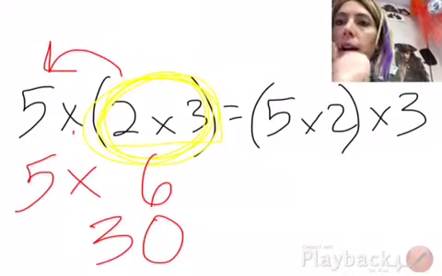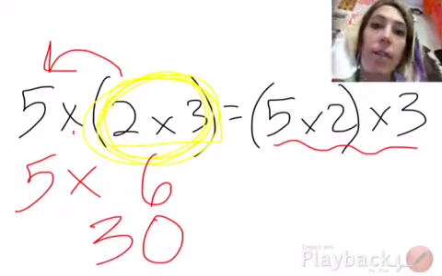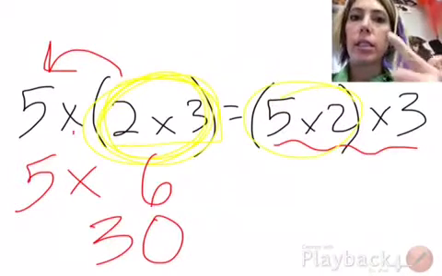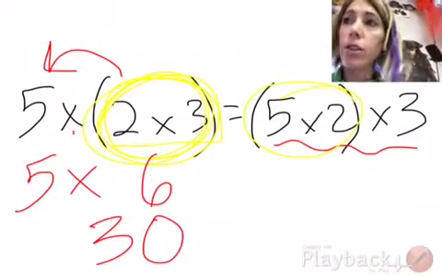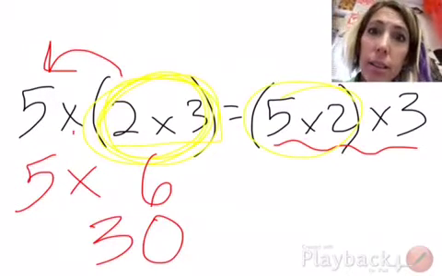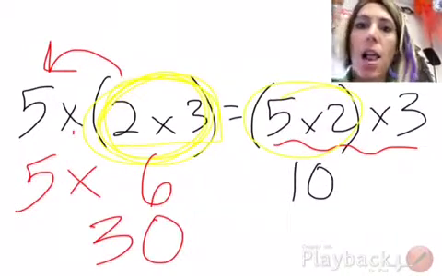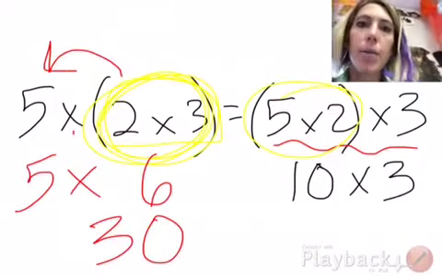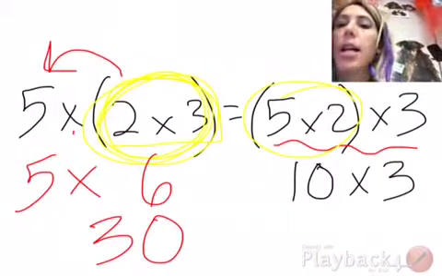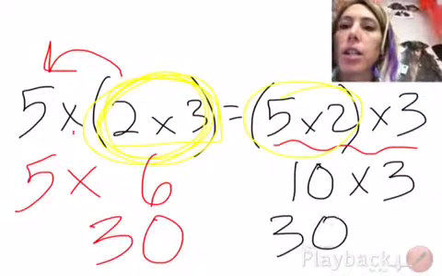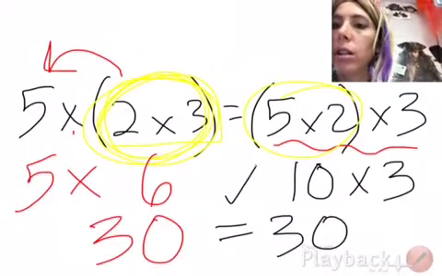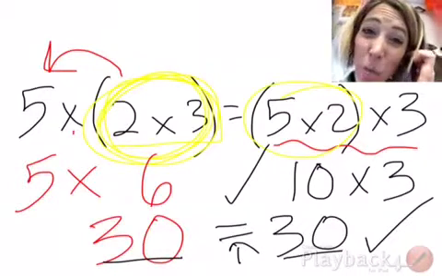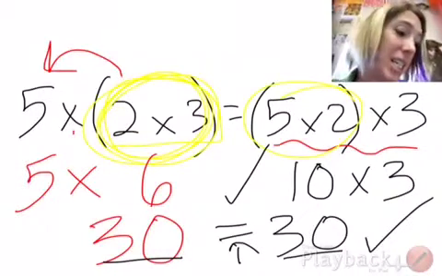Okay, let's see what we get on the right-hand side of the equation. So I start inside the parentheses, 5 times 2, skip count by 5s if you need to, or you just know that one because it's doubles fact. So I'm at 10 times that other factor of 3, and 10 times 3 is, oh my gosh, 30. So they are equal. 30 is the same as 30. They are the same. We've proved it.